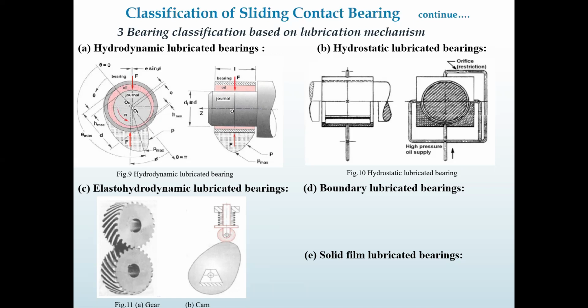Next one is hydrostatic lubrication. In hydrostatic lubrication, we provide pressurized fluid externally by using a pump, so that the shaft automatically gets to the central position irrespective of the speed.